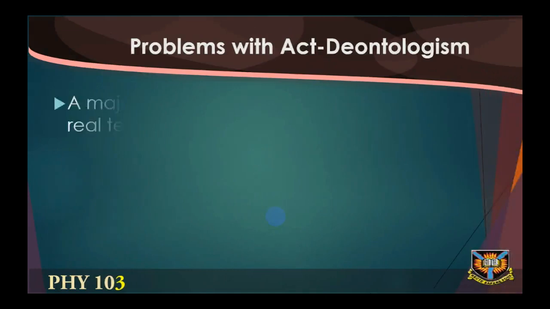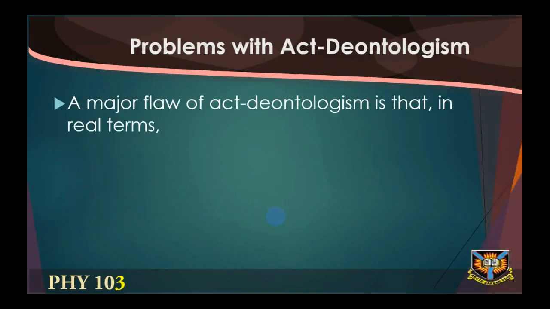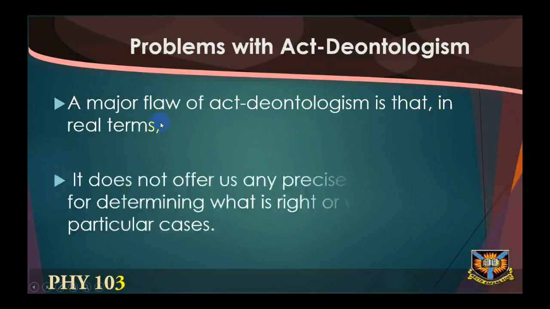Problems with Act-Deontologism. A major flaw of Act-Deontologism is that in real terms, it does not offer us any precise standard for determining what is right or wrong in particular cases. Particular judgments are seen as basic, and general rules, if they are to exist at all, are to be derived from particular judgments. The position of the theory is that after being clear about the facts of a case, we form a judgment about what should be done either by some kind of intuition or decision.